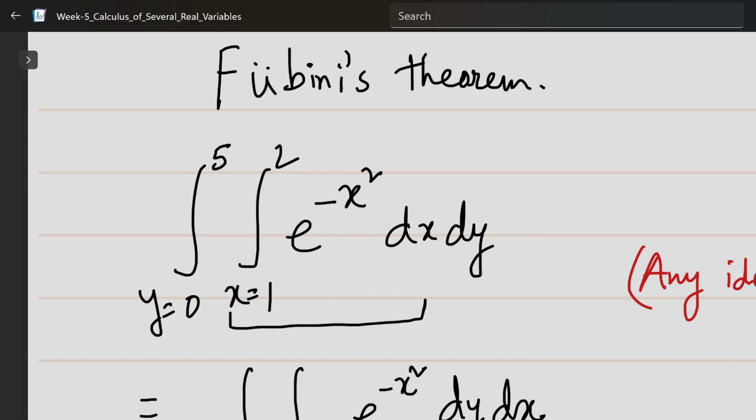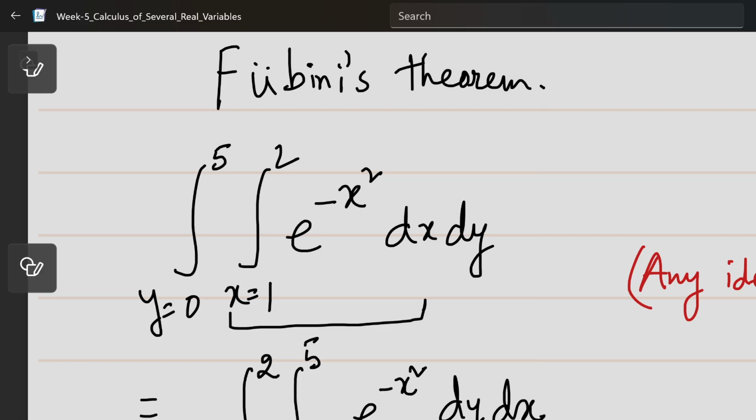So for a fixed x, you have to take some vertical strip. That means for a fixed x, y varies from 0 to 5. Because it is a rectangular region, the value will remain the same. But suppose this region depends on a function of x, that means it is a region like a straight line or something. That will come in my problems, I will tell you at that time.